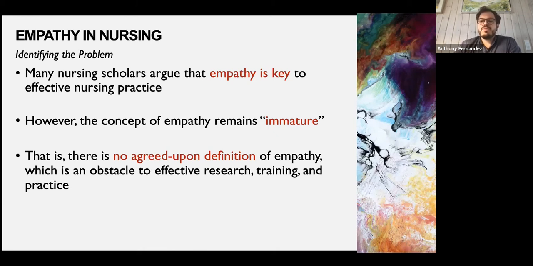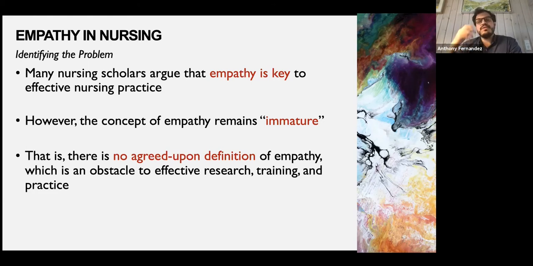And one of the ideas here is that concepts can exist at various levels of maturity. And they've pointed out that empathy, despite how important it is for nursing and how widespread the use of this concept is within nursing research and practice and education, it's still not particularly well developed. There's a few different things they mean when they say that this concept is immature.